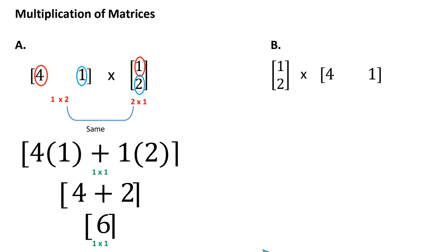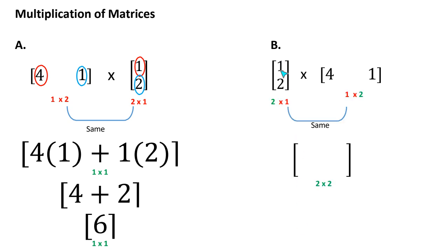Okay, so let's look at letter B. First, let's see if we can multiply. This is a 2 by 1. This is a 1 by 2. Notice that the inside numbers are the same, so the number of columns is the same as the number of rows. That means we can multiply. The outside numbers are the size of our product. So in this case, we're going to get a 2 by 2.